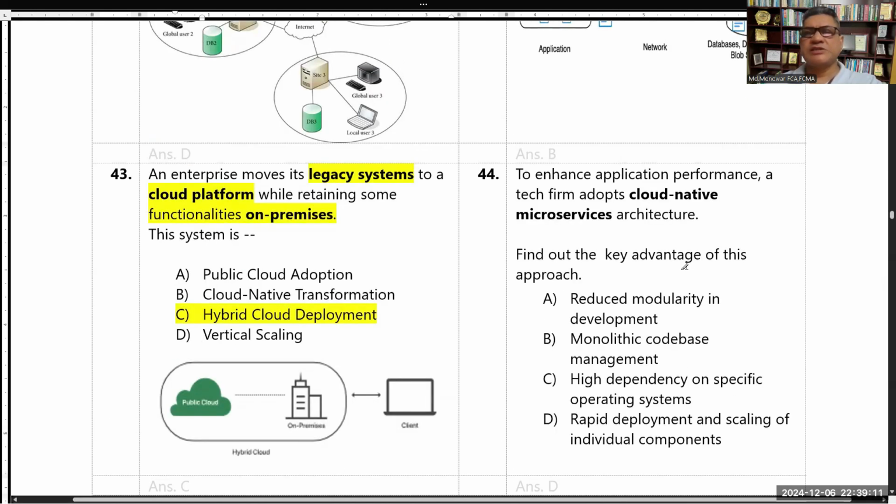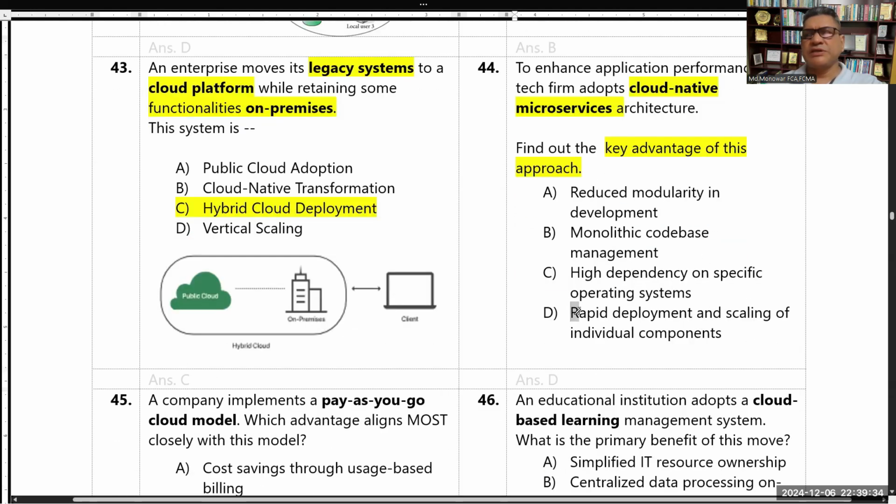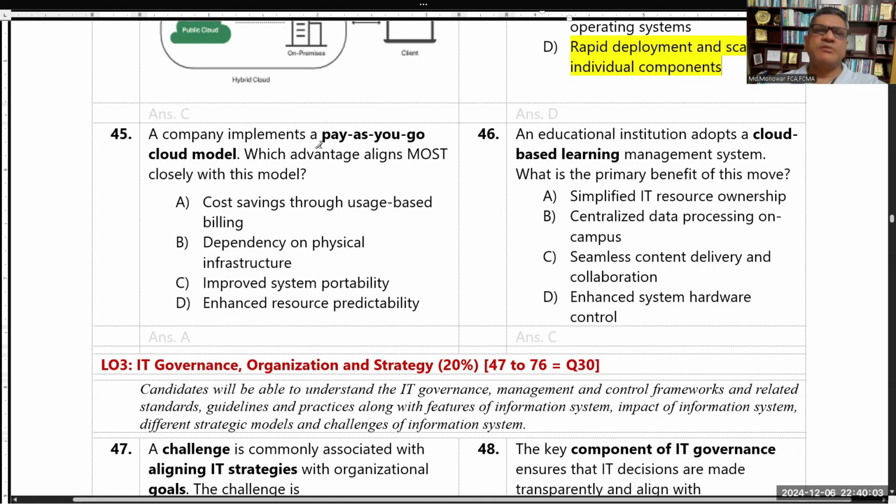To enhance application performance, a tech firm adopts cloud-native microservices architecture. The key advantage of this approach is rapid deployment and scaling of individual components. Answer D. A company implements a pay-as-you-go cloud model. Which advantage is most closely associated with this model? So here, cost saving through use-based billing.